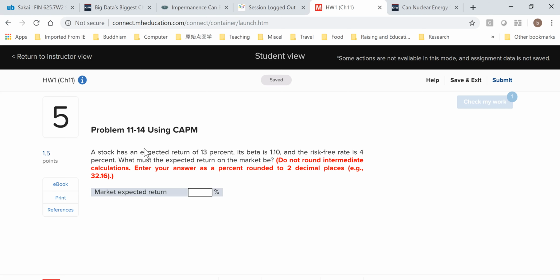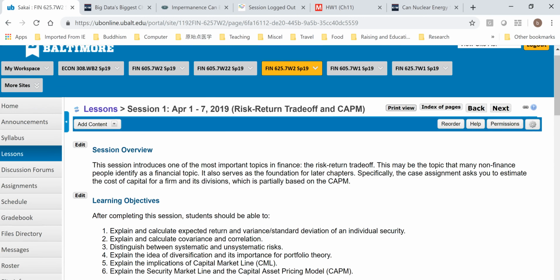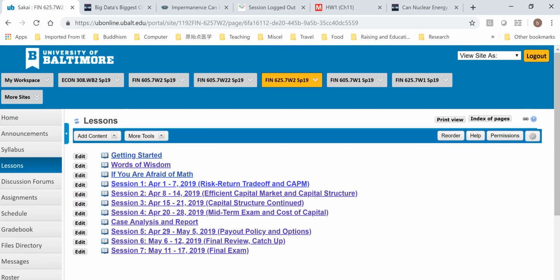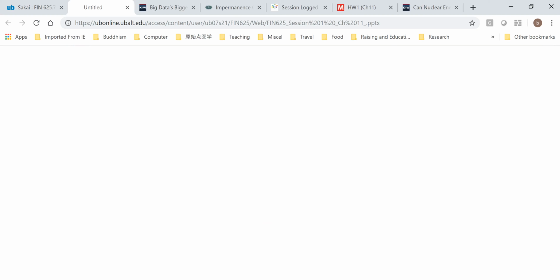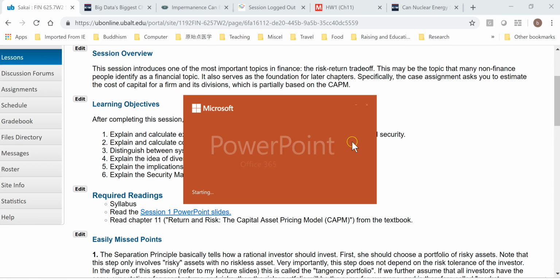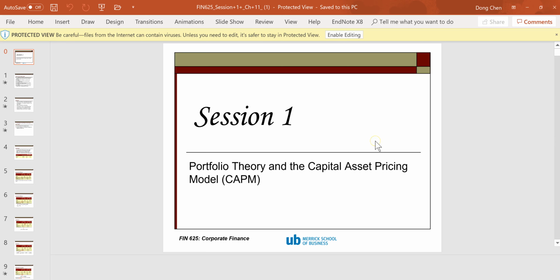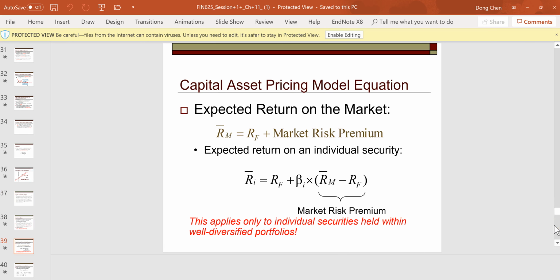If we go to our course website, Saikai, go to the lessons. This is session 1, and you can find my PowerPoint lecture slides in the required readings. Open it and pull down. You can find the capital asset pricing model.